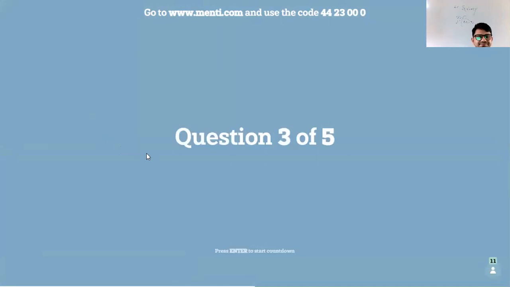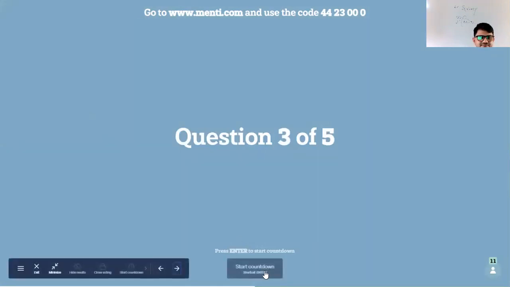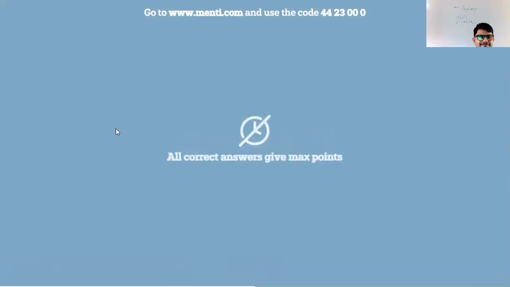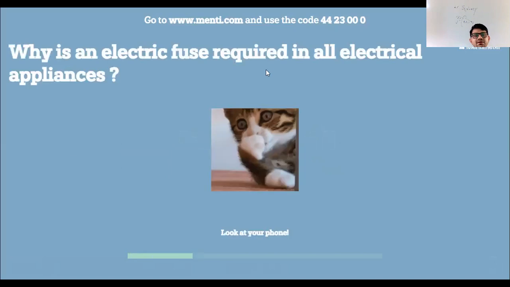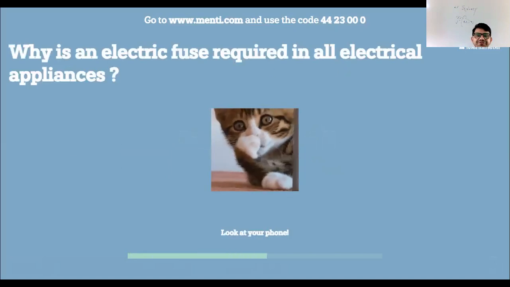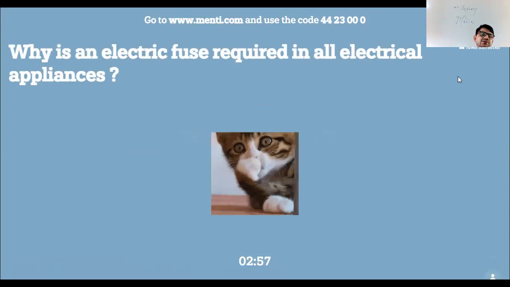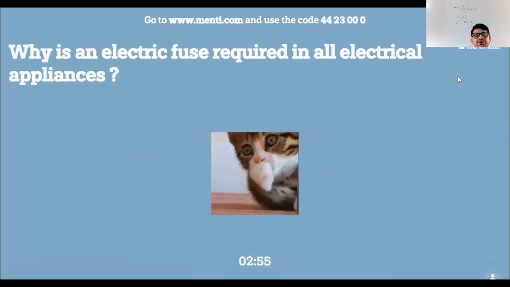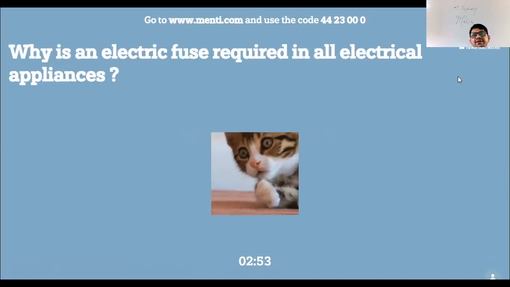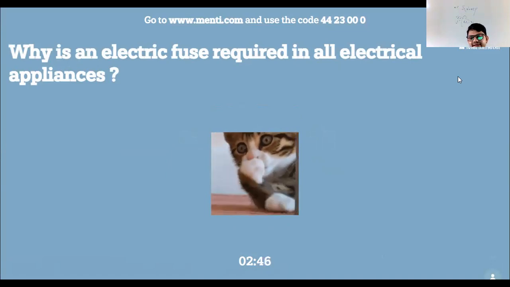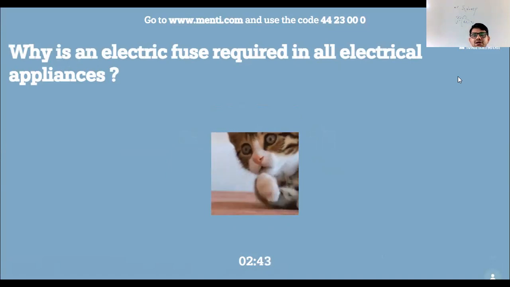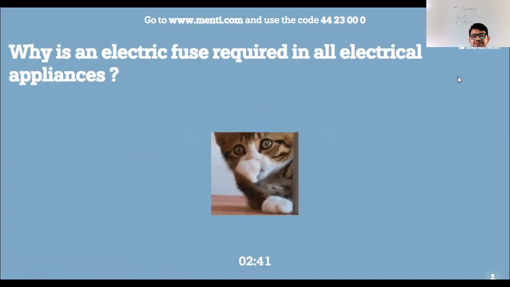Question number 3. Why is an electric fuse required in all electrical appliances? Total 3 minutes time you are having. Why is an electric fuse required in all electrical appliances? Simple short answers should be there. Okay, don't do the copy paste, write in your own words.